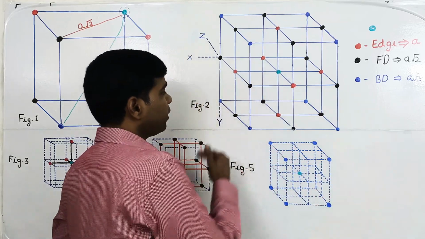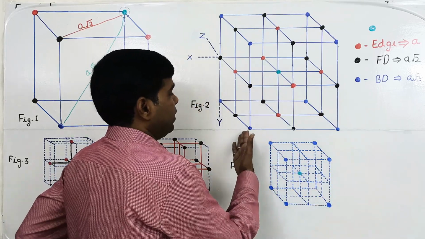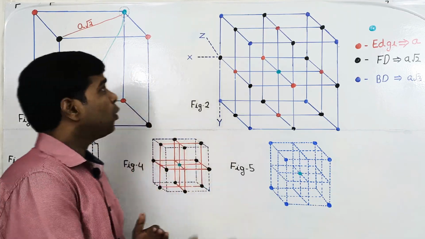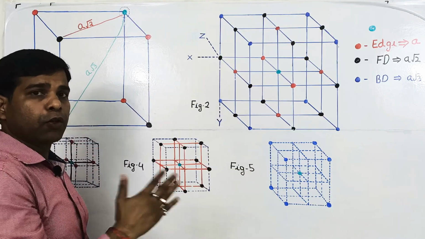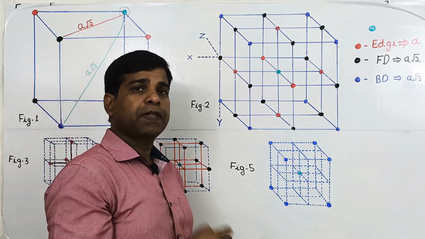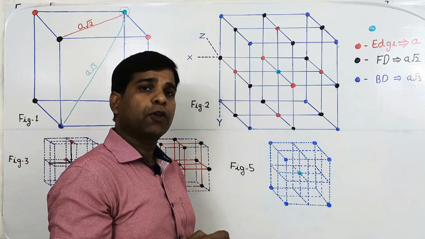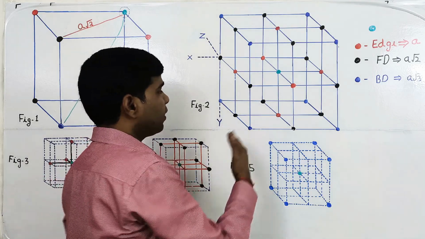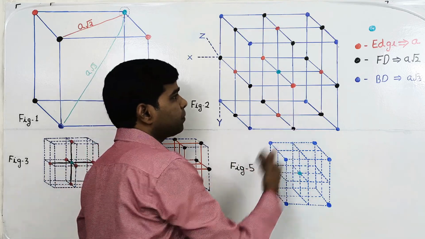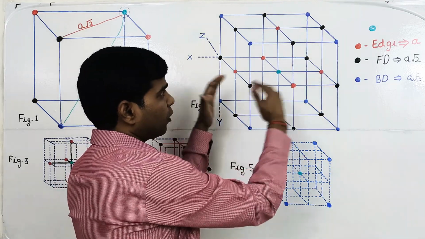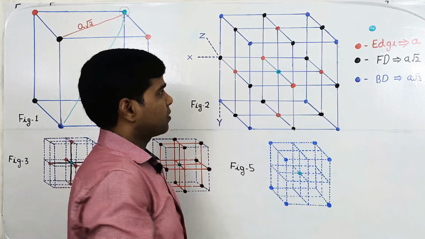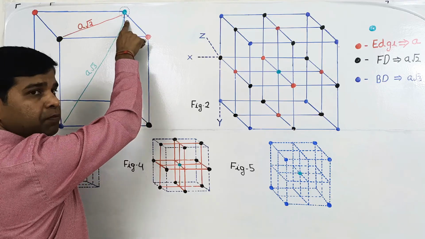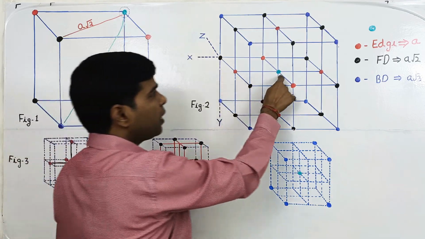Then in figure number 2, this figure represents a combination of 8 unit cells. As you know, the particle which is present at the corner of the cube is part of 8 unit cells. So with figure number 2, I am trying to represent a combination of 8 unit cells, where the green particle again represents the corner, our reference particle.